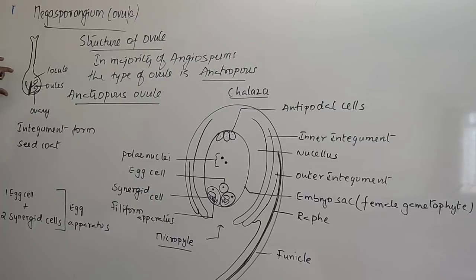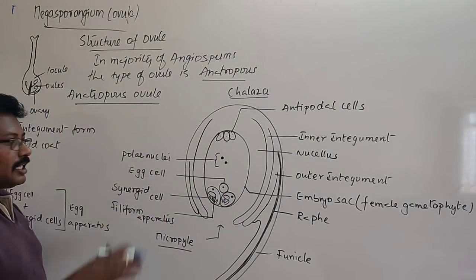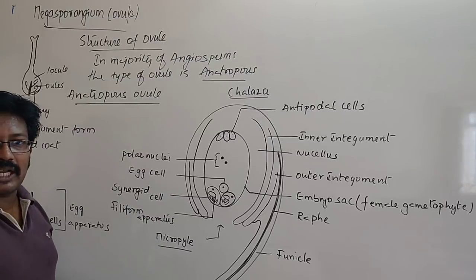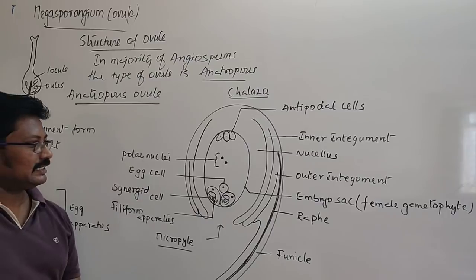Already in the last chapter we have studied that after fertilization the ovary will develop into the fruit and these ovules will develop into the seed. Now let's see how this megasporangium has developed, and that process of developing the megasporangium is called megasporogenesis.